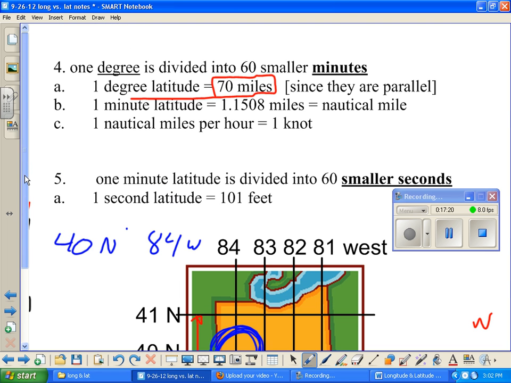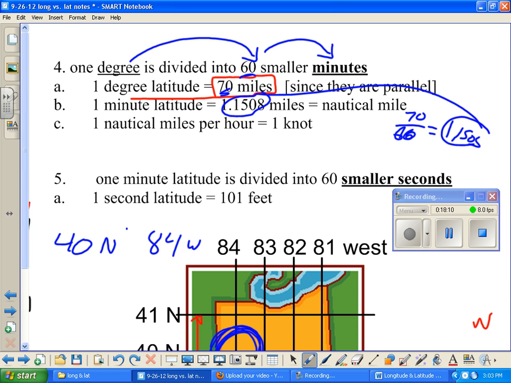So we need to break degrees down into more specific. Write this down. 1 degree is divided into 60 smaller pieces. We call these smaller pieces minutes. Not to be confused with minutes of time. These are minutes of distance. And since you take 70 divided by 60, you get 1.1508. You get that number right there. A minute of latitude is a little over 1 regular mile. It's 1.1508 miles. Sometimes referred to as a nautical or ocean mile.